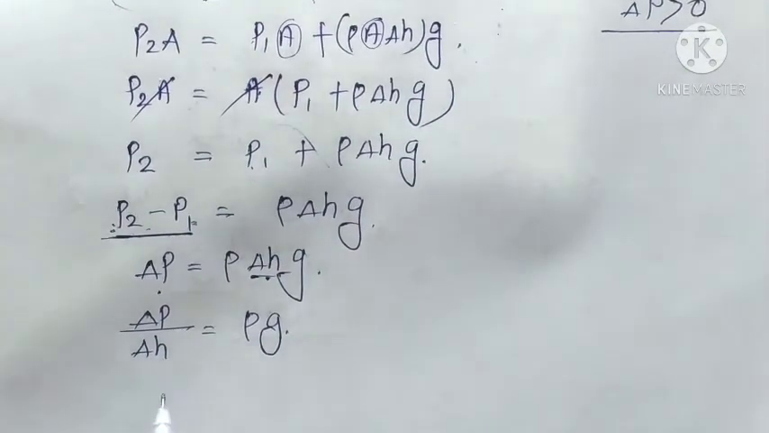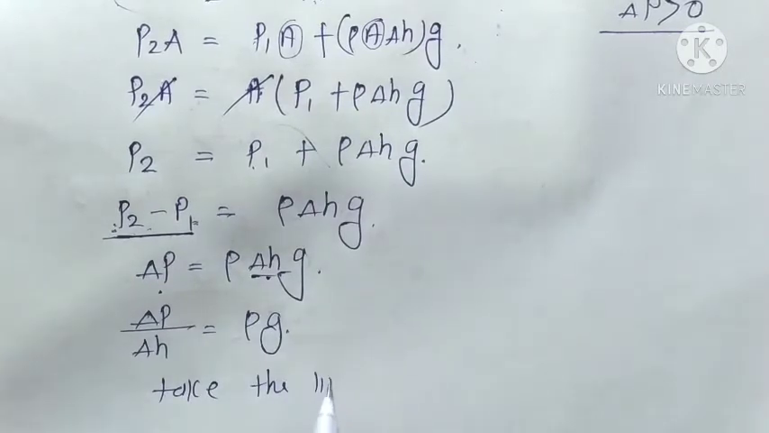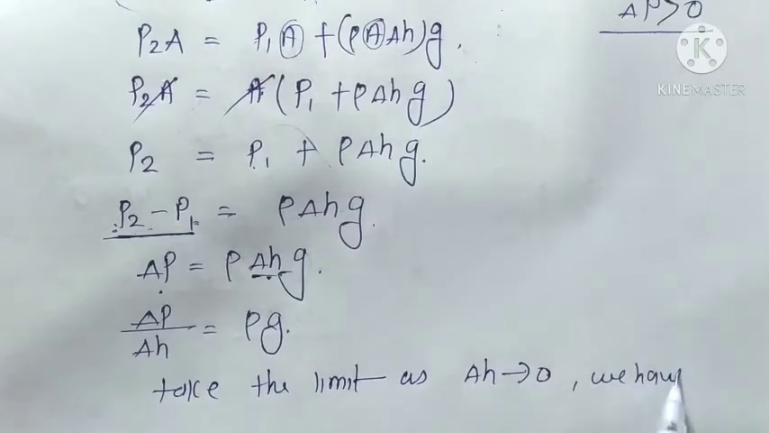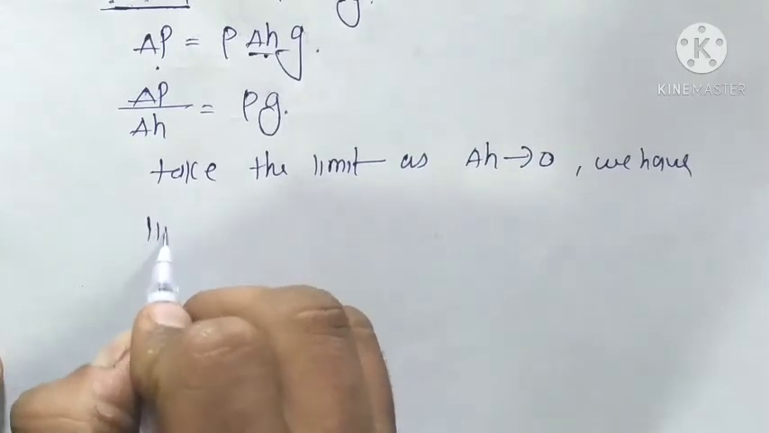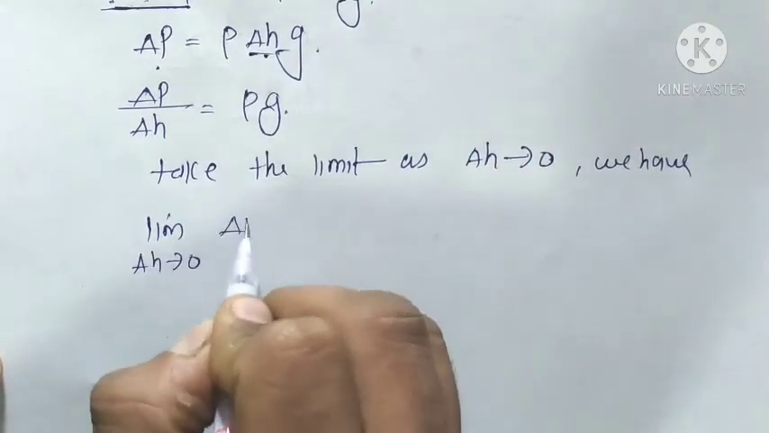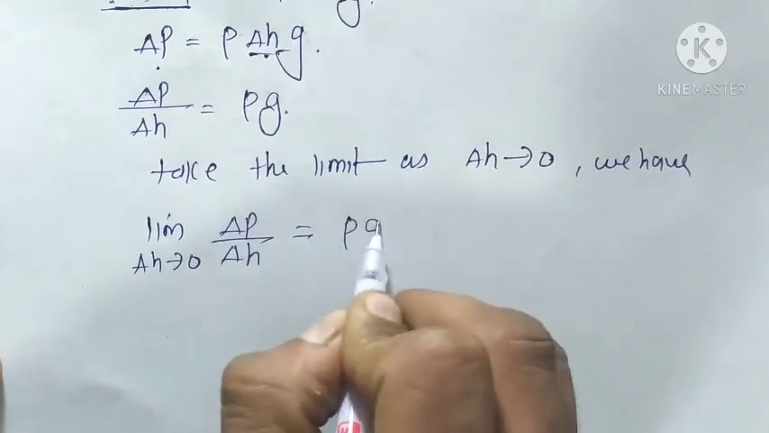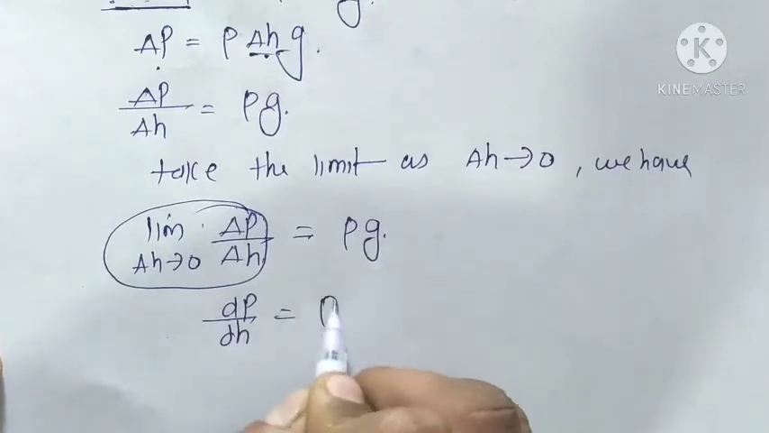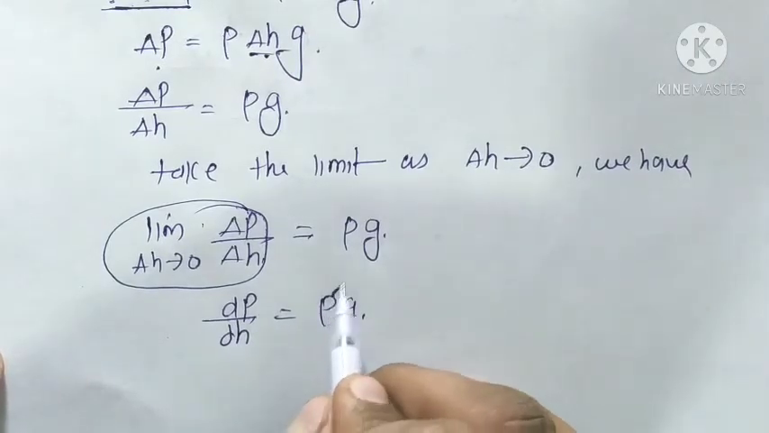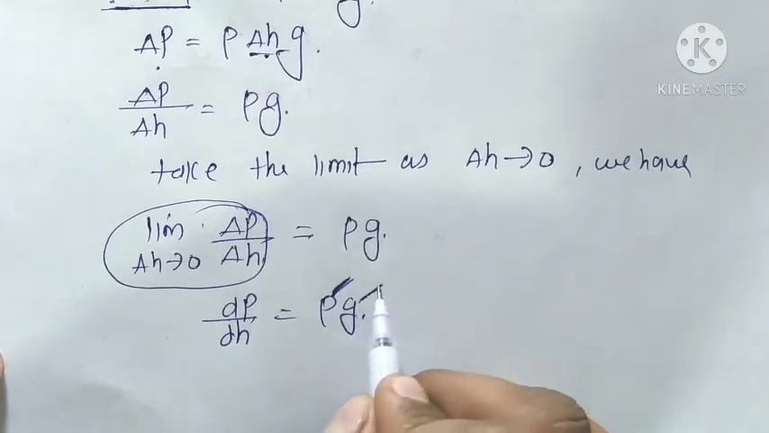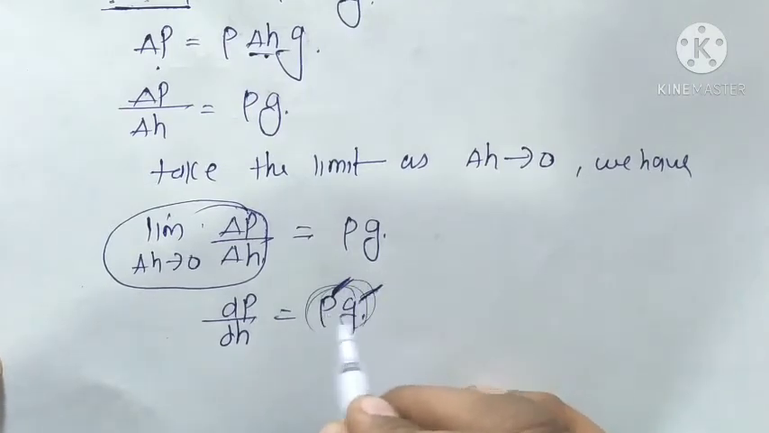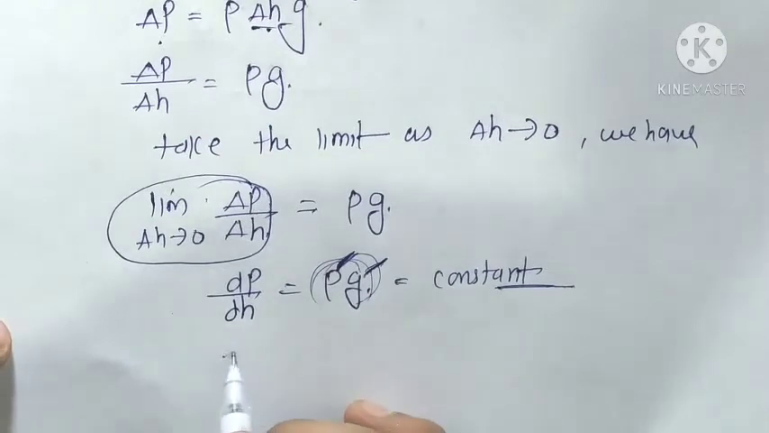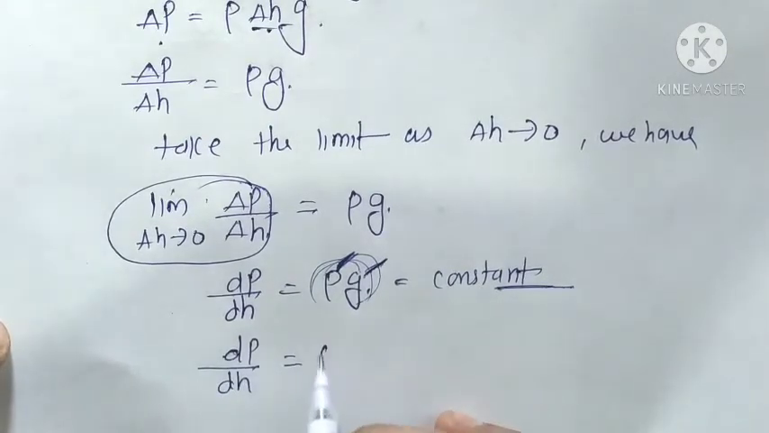So here take the limit as delta H tends to 0. Then we have limit delta H tends to 0, delta P upon delta H equals rho G. So this value becomes dP upon dH is equal to rho G. And what is rho? Density, and G is acceleration due to gravity. Both are constant quantities, so we can write here this is a constant. So dP upon dH is equal to constant.